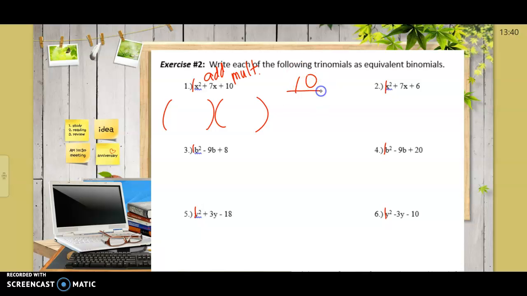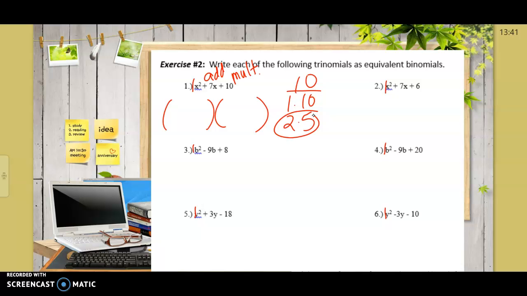So we got 10 here. Ways we could multiply to 10: 1 and 10, 2 and 5. Now only one of those pairs successfully adds to 7. Which pair would do that? 2 and 5, right? 1 and 10 add to 11.